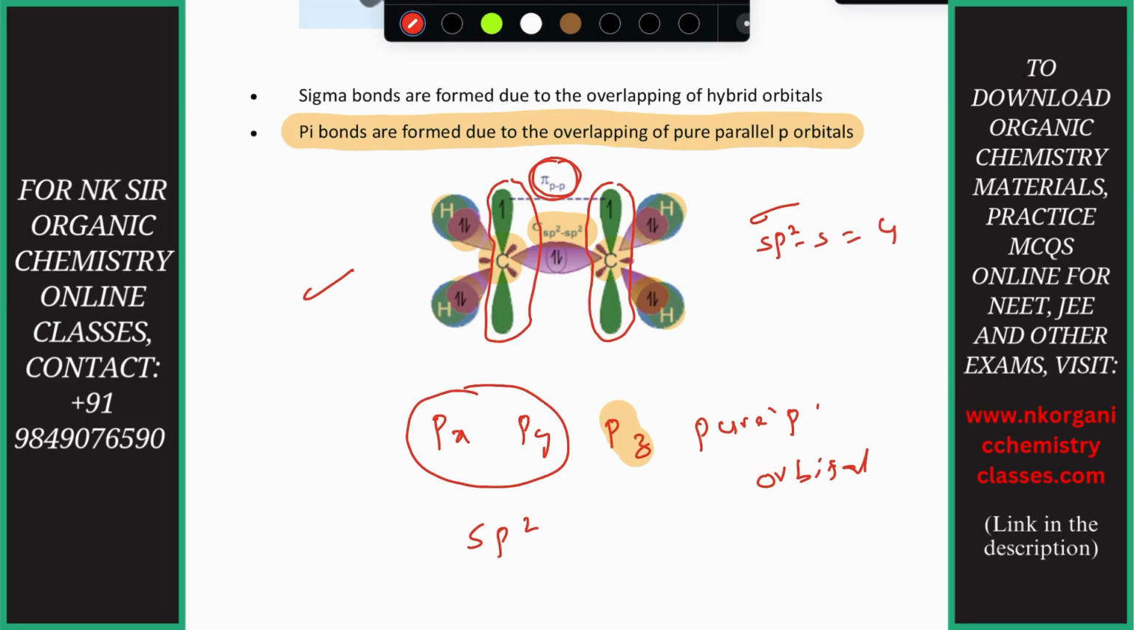4 are there. Whereas sigma sp2-sp2 bonds, how many are there? 1. And pure parallel p orbitals, when they overlap, then a pi bond is formed. Hope it is interesting, and I think now you understood how to find the hybridization of carbon in organic chemistry.